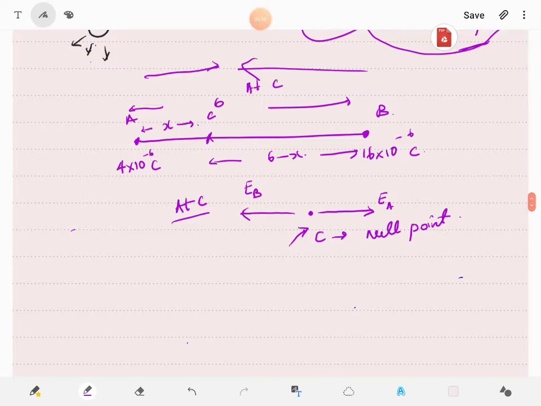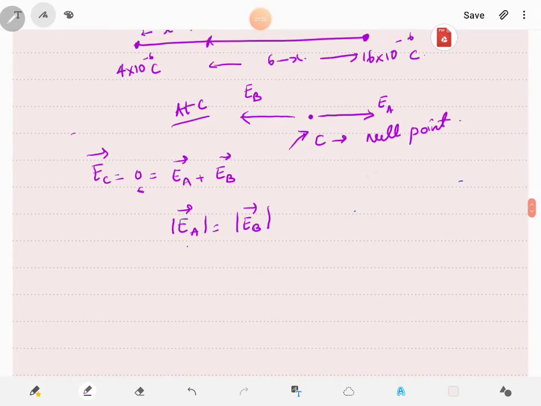Now let us quantitatively find the value of x. To find the distance x, we are going to use the superposition principle. Because the electric field at C is equal to 0, which is basically the null point, this implies that EA plus EB should be equal to 0. This will happen if the magnitude of the electric field due to A is equal to the magnitude of the electric field due to B. Now we know that the electric field due to a point charge is given by Q by 4 pi epsilon naught R square.